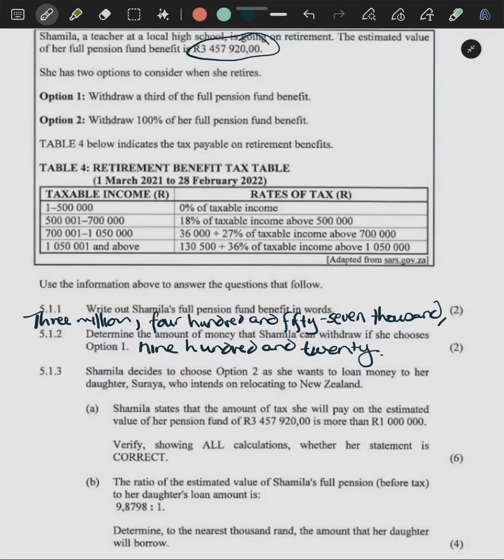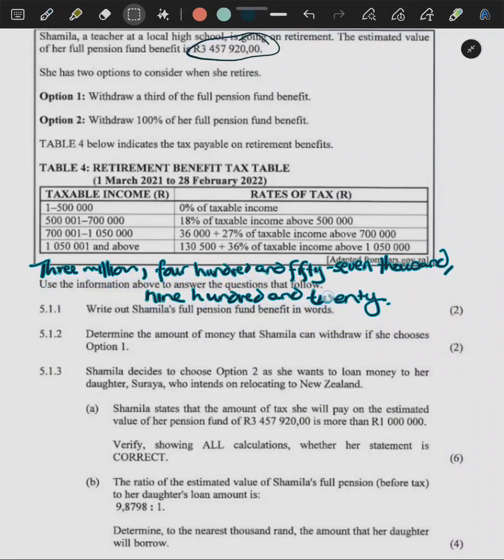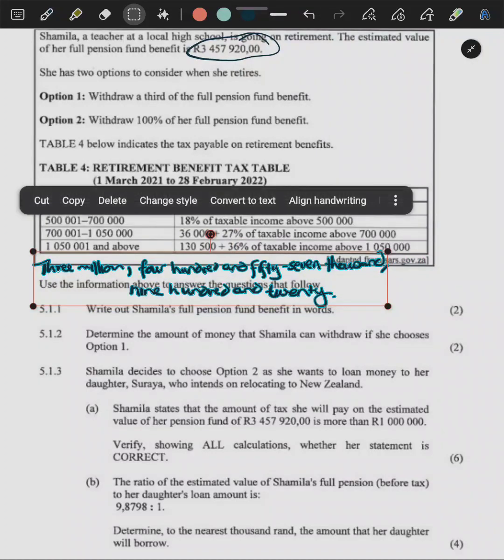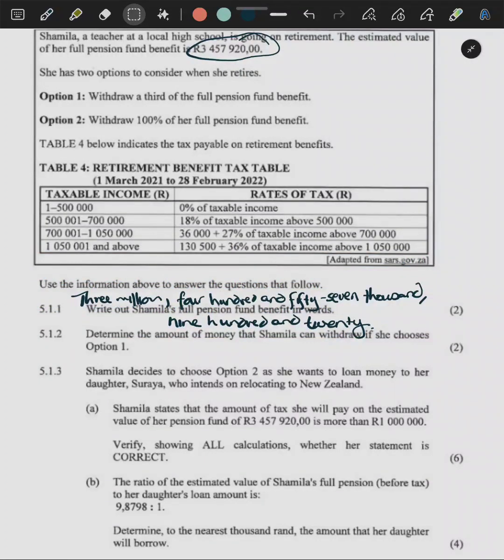Okay. Then we had the next question. Just move this out the way here. So the next question was asking us to determine the amount of money that she can withdraw if she chooses option number 1. And they tell us under option number 1 that she can withdraw 1/3 of the full pension benefit. So that's quite straightforward. We just need to know what is 1/3 of the benefit.